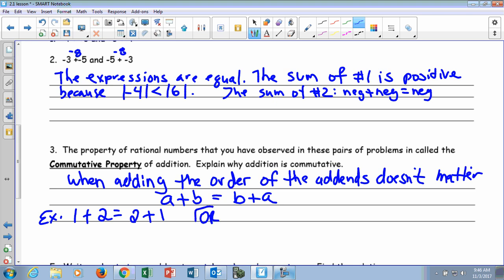Or, if you want another example, negative 8 plus 2 is the same thing as 2 plus negative 8, right? Using our little rule, negative 8 is further away from 0 than 2 is, so our answer would be negative. What is negative 8 plus 2? Negative 6. But it's the same answer on both sides, right? So the commutative property says I can change the order, and as long as the signs stay the same, the answer is the same. Okay?